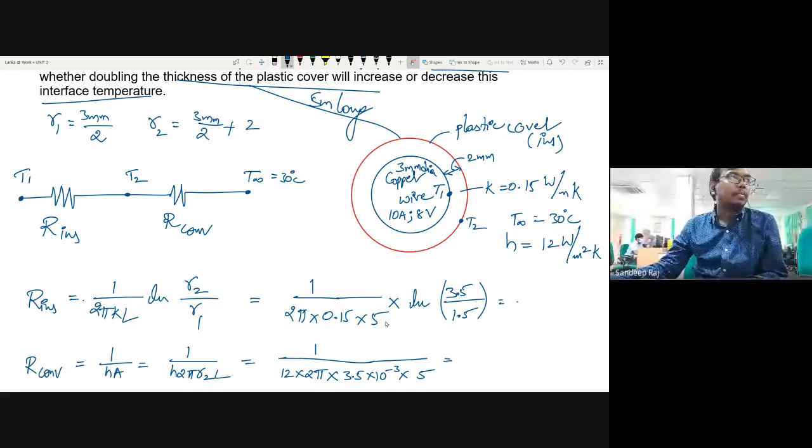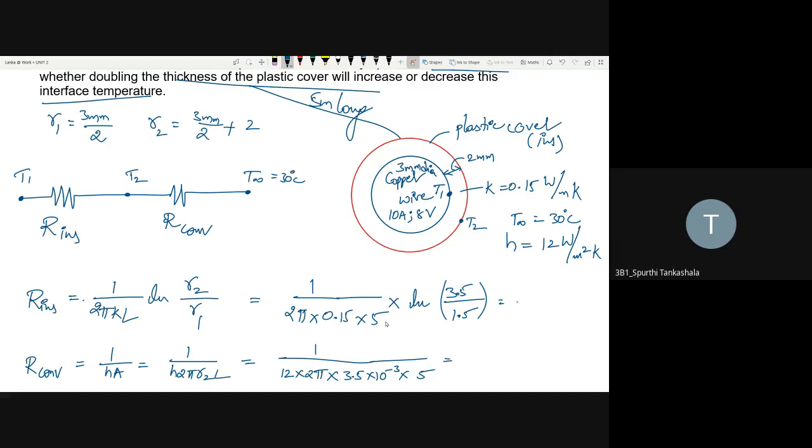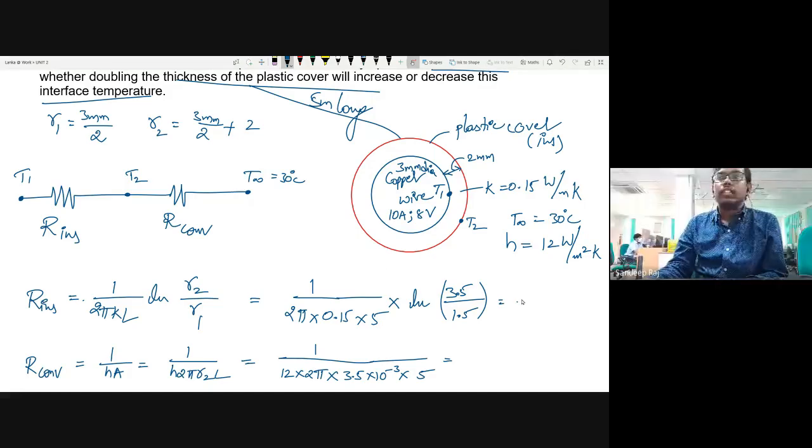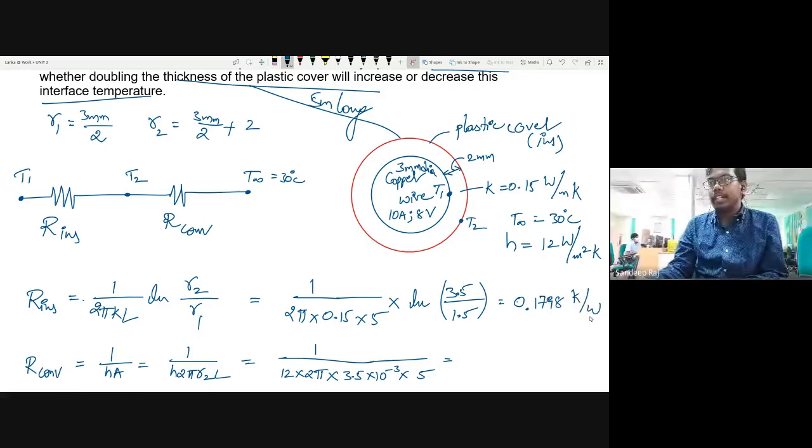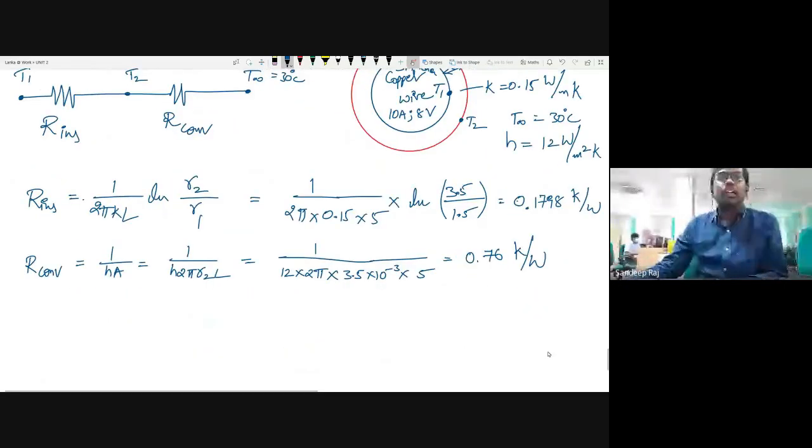What are the values you tell me? R insulation is 0.1798 Kelvin per watt. Good. R convection, ma? This is what I have with me. Kindly cross check. 0.76 Kelvin per watt. That's what I have with me. If I'm wrong, kindly correct me.